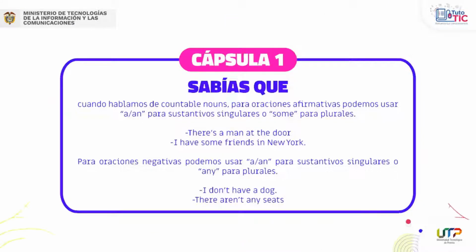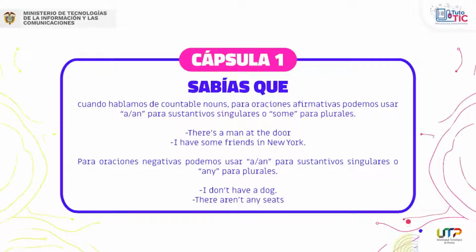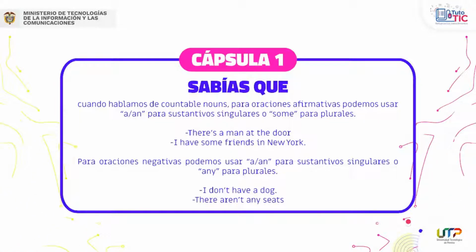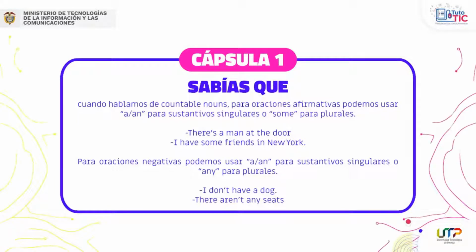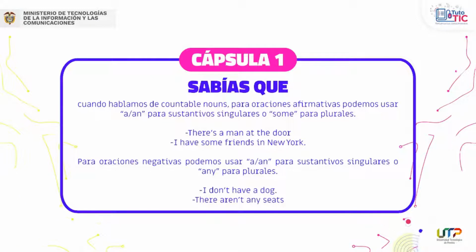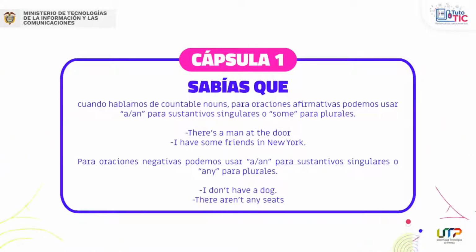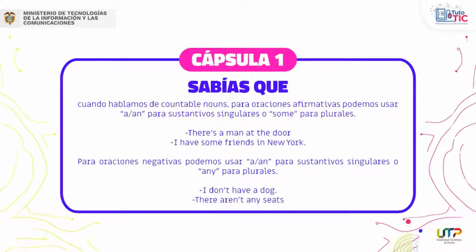¿Sabías que cuando hablamos de Countable Nouns para oraciones afirmativas podemos usar a/an para sustantivos singulares o some para plurales? There's a man at the door. I have some friends in New York. Para oraciones negativas podemos usar a/an para sustantivos singulares y any para plurales. I don't have a dog. There aren't any seats.